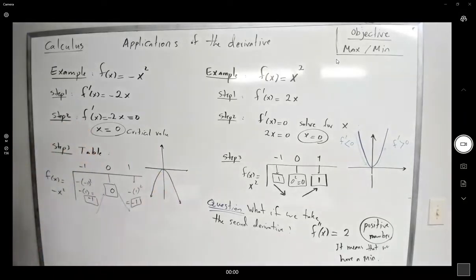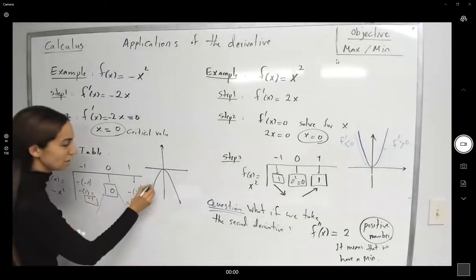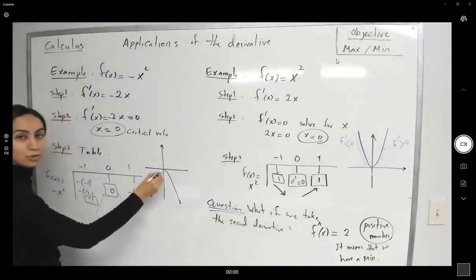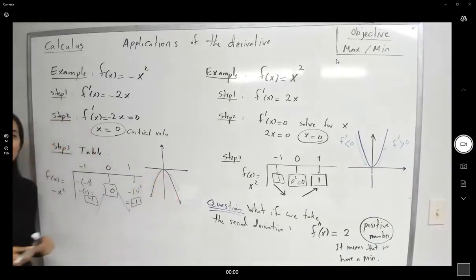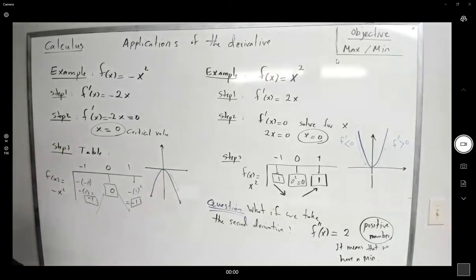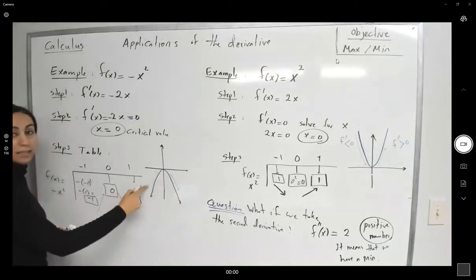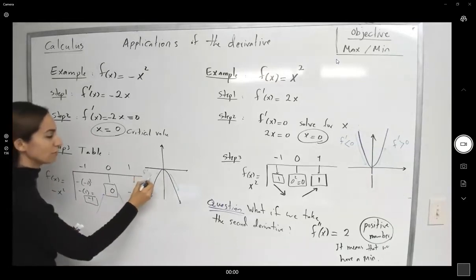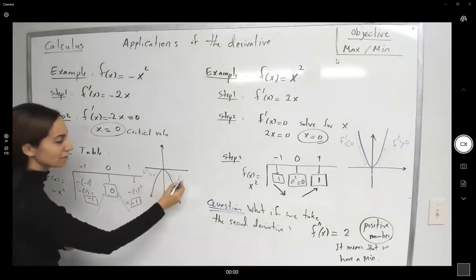We read graphs from left to right. From left, you start increasing. You reach the maximum value and you start decreasing. It means that the derivative of the function, which is the slope of the tangent line, on the left is positive, and the slope of the tangent line on the right is negative.